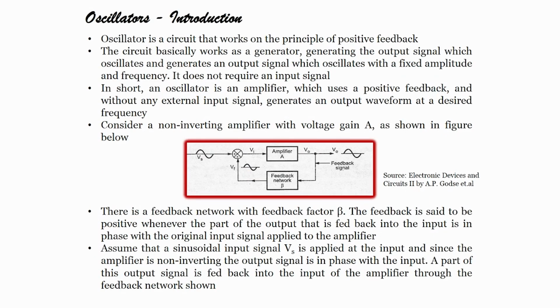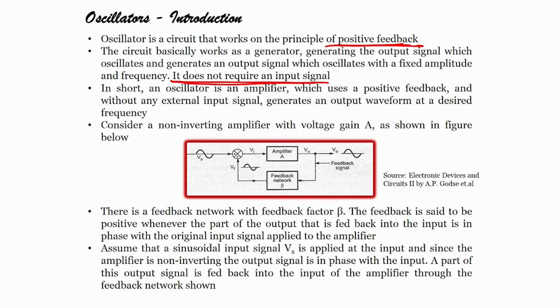Before we understand how to design an oscillator, the most important point is that we have to use positive feedback. In amplifiers, we were using negative feedback. An oscillator is a circuit that works on the principle of positive feedback. The circuit works as a generator, generating an output which oscillates with a fixed amplitude and frequency. It does not require an input signal.